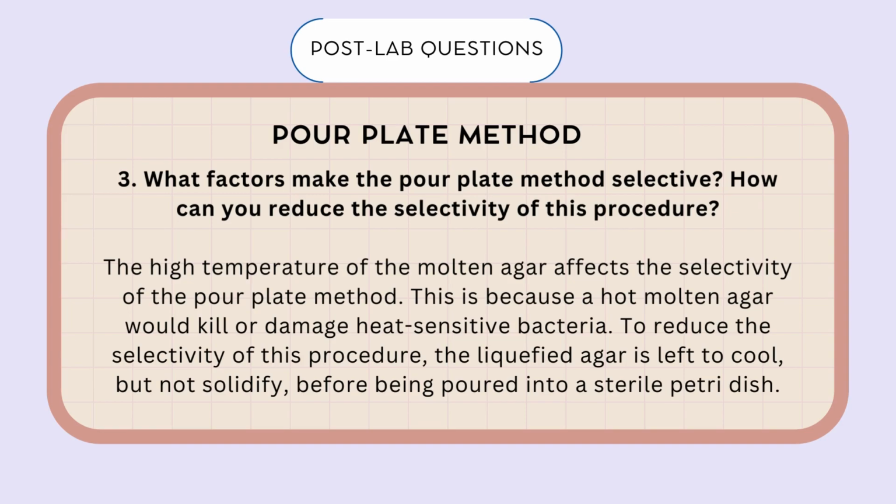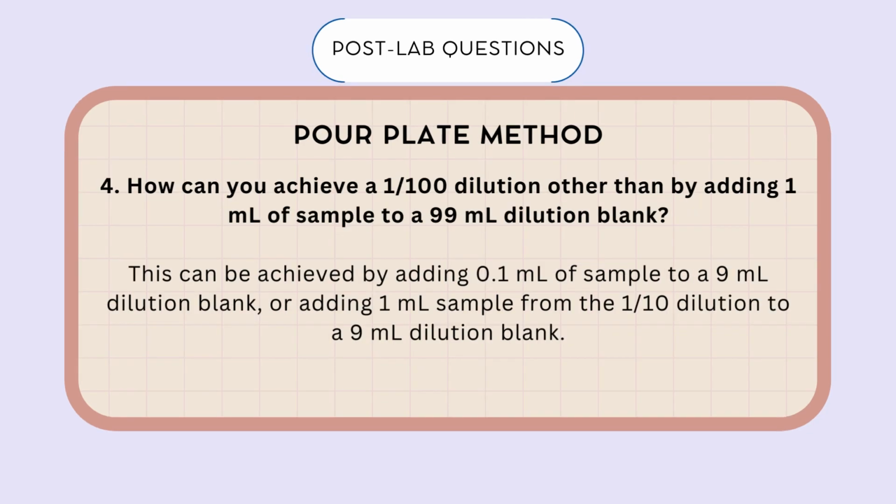What factors make the pour plate method selective, and how can you reduce the selectivity of this procedure? The high temperature of the molten agar affects the selectivity of the pour plate method. This is because hot molten agar would kill or damage heat-sensitive bacteria. To reduce the selectivity of this procedure, the liquefied agar is left to cool but not solidify, before being poured into a sterile petri dish.